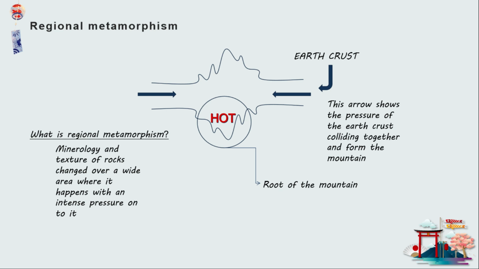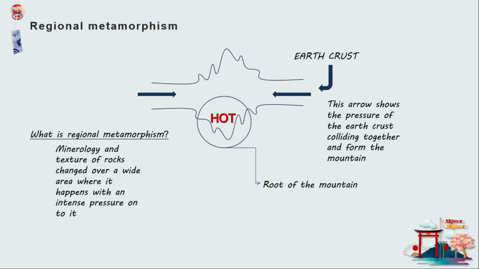Alright, now let's take a look at regional metamorphism. What is meant by regional metamorphism? Well, regional metamorphism is a type of metamorphism where the mineralogy and texture of rocks are changed over a wide area by deep burial and heating associated with large-scale forces of plate tectonics. In the figure shown, we can see that the arrow shows that the continents are colliding together, then the form of a mountain range can be seen. Well, it is originally igneous rocks.